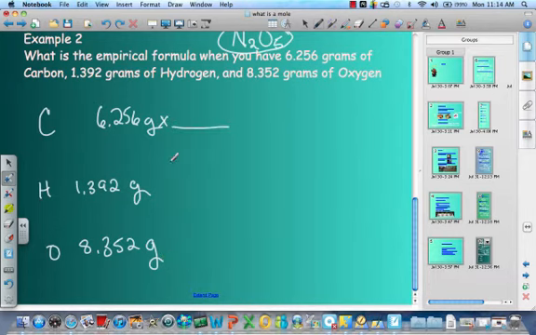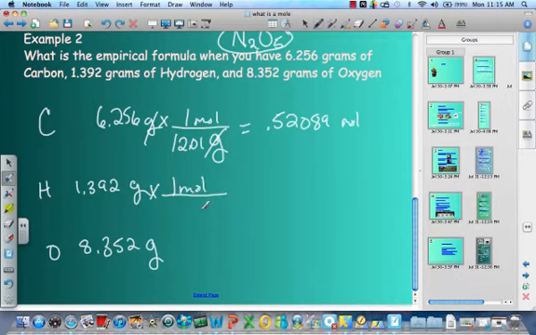Okay, so moles will go on top. 1 mole is equal to 12.01 grams. I got that number from the periodic table, which you should have out. So 6.256 divided by 12.01 gives me 0.52089. Do not round these yet.